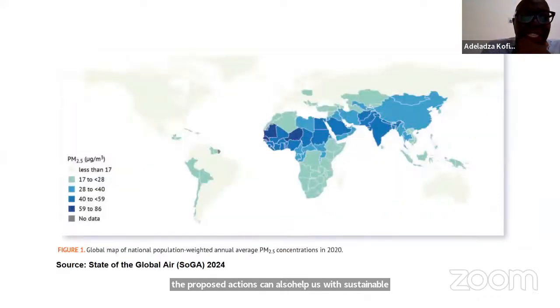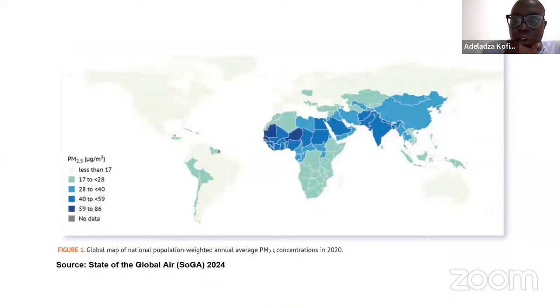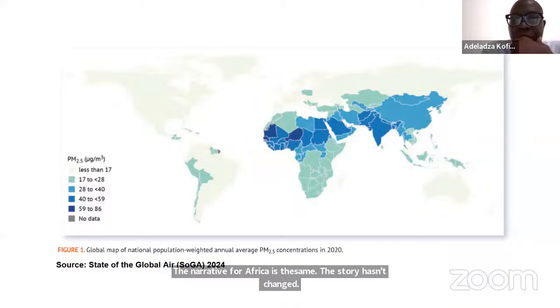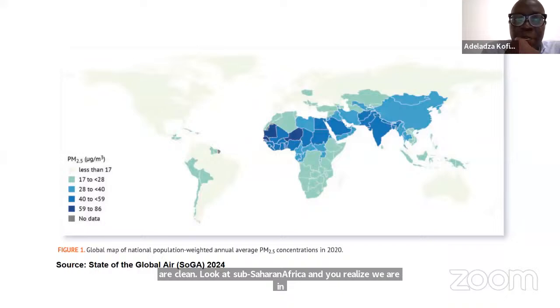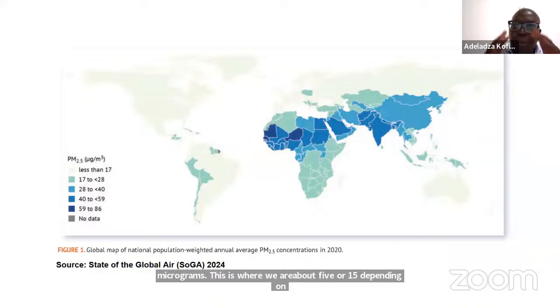Just recently, the State of Global Air report was released, and the narrative for Africa is the same. The story hasn't changed. You look at North America, Oceania, and you realize those places are clean. Look at sub-Saharan Africa, and you realize that we are in deep problems. Air pollution levels are greater than 28 micrograms per cubic meter, 40 to 50 micrograms per cubic meter. This is way above the WHO threshold of 5 or 15, depending on where you want to place the line.